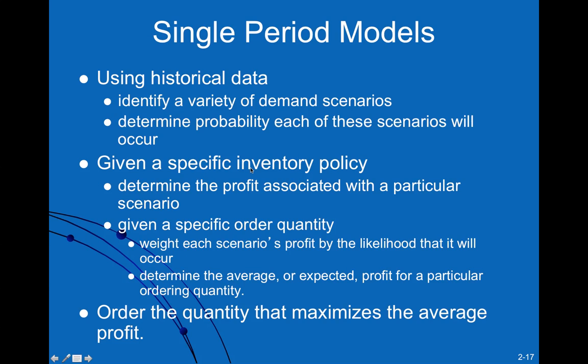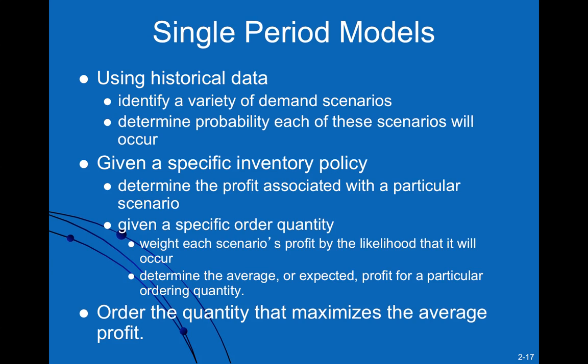And then given a specific inventory policy, determine the profit associated with a particular scenario. So for example, what we could do is say the range of demands will be between 10,000 and 20,000 units. And perhaps you could use increments of 5,000. So 10, 15, 20, those three are the possibilities.